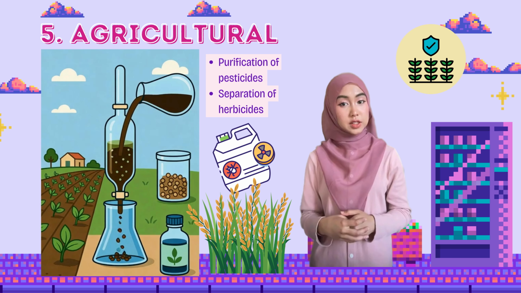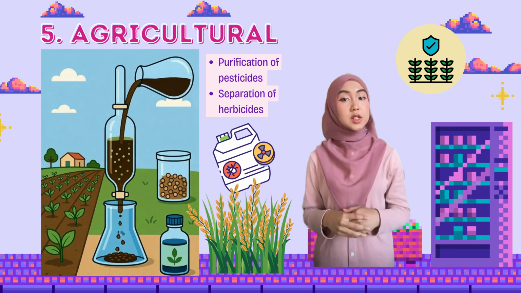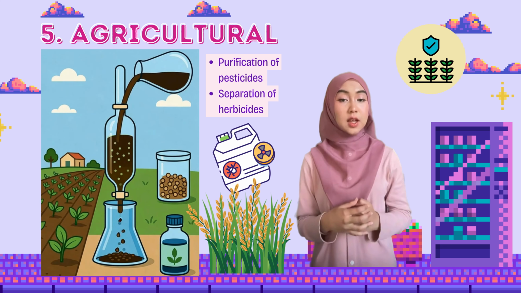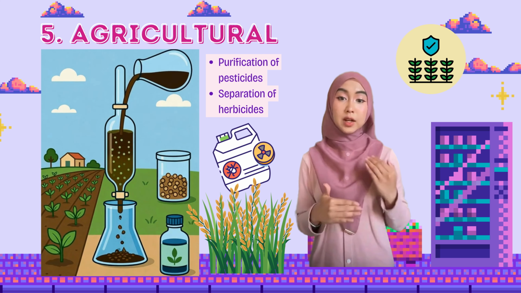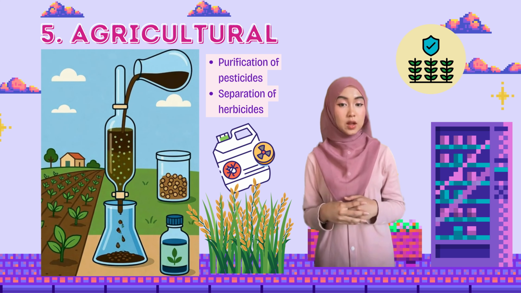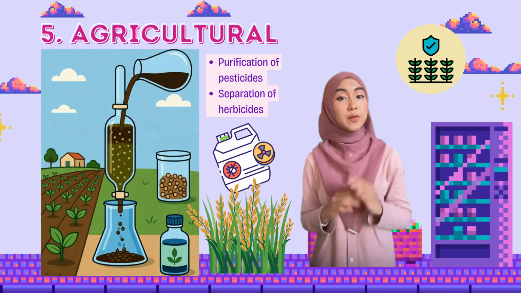Finally, in agriculture, extraction refines chemicals that protect crops. It supports the purification of pesticides, making them effective yet safe, and the separation of herbicides, which target weeds without harming crops. This contributes to higher yields and sustainable farming practices.